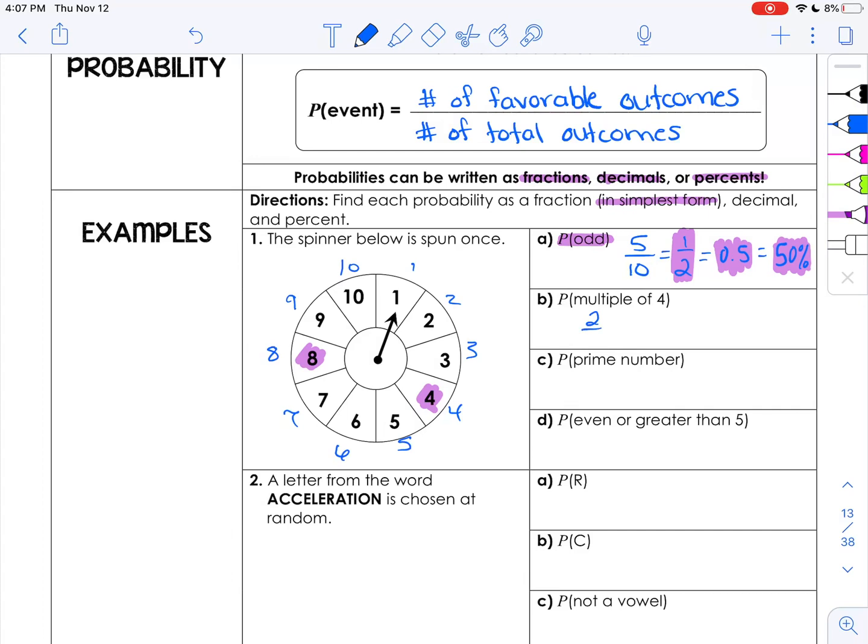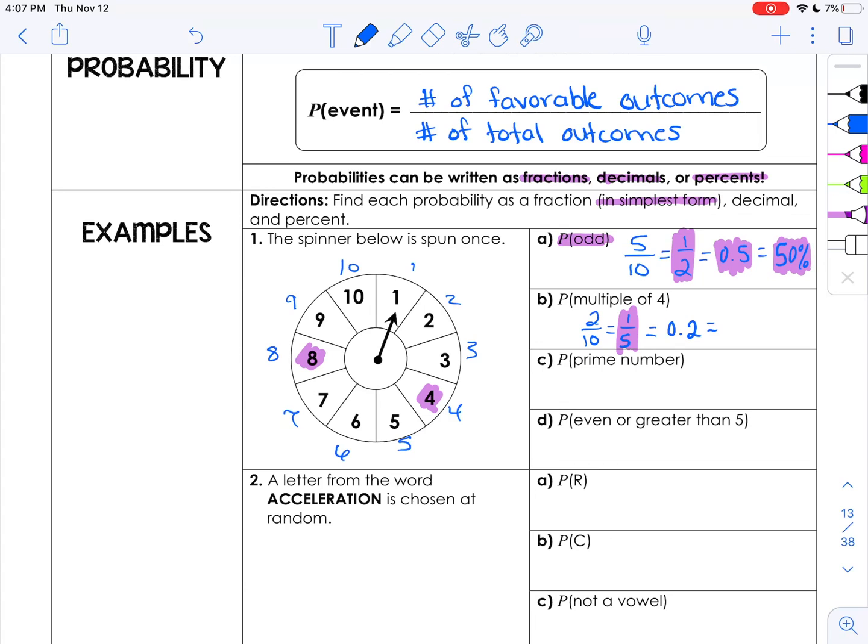So 2 over 10. Again, this is how we write it as a fraction, but we want it in simplest form. 2 over 10 will simplify to 1/5. So the probability of spinning a multiple of 4 is 1/5. Or if we were to write that as a decimal, remember, we divide our numerator by our denominator. And we can use a calculator for that. 1 divided by 5 is 0.2.